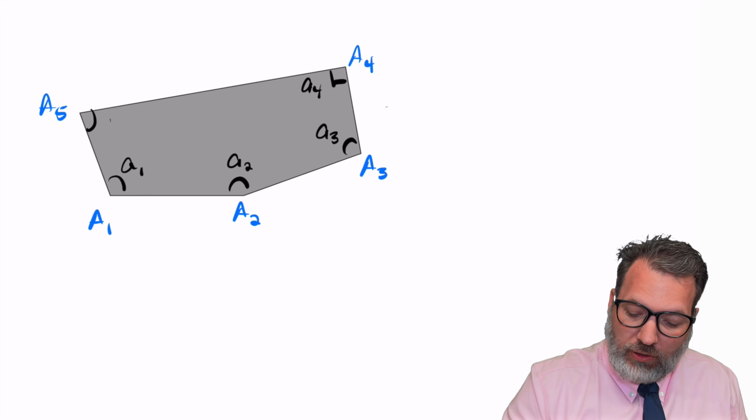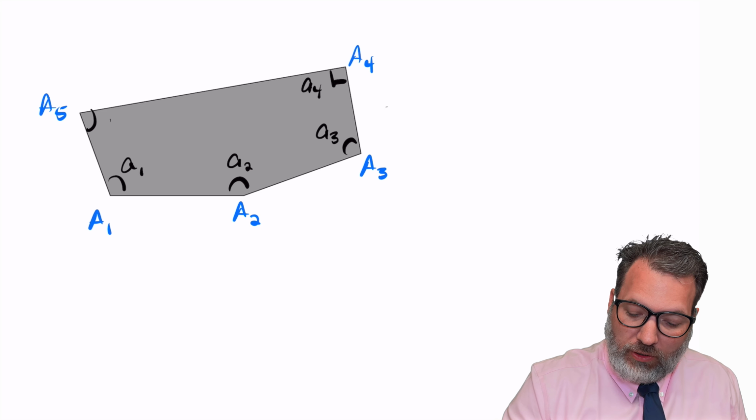Summations like this are actually allowed to be split across addition and subtraction. So this is the same thing as the sum from 1 to 5 of 180. That is a 180 plus a 180 plus a 180 plus a 180 plus a 180, 5 times, minus the sum from, again, 1 to 5 of the actual interior angles themselves, which again we're calling a sub k.